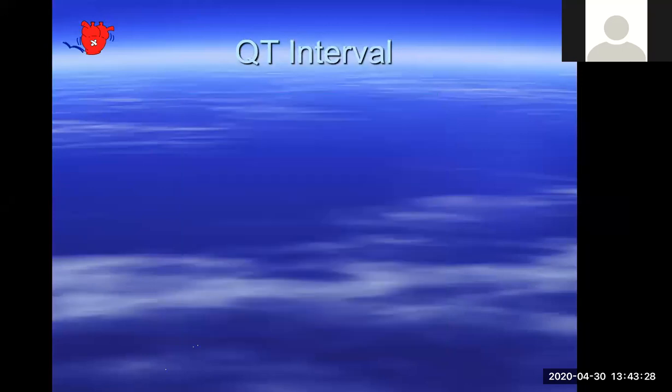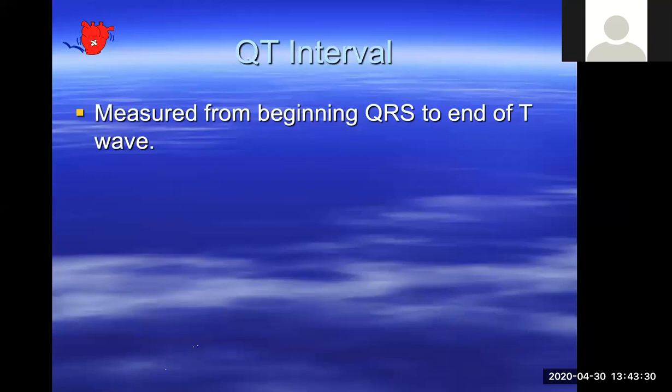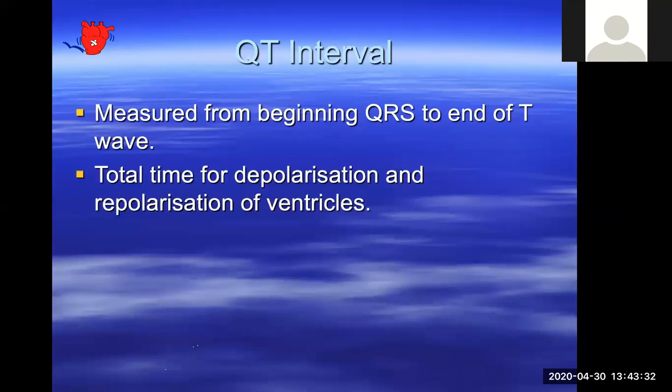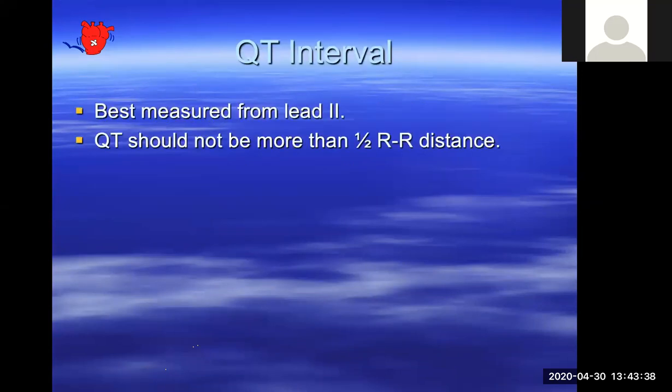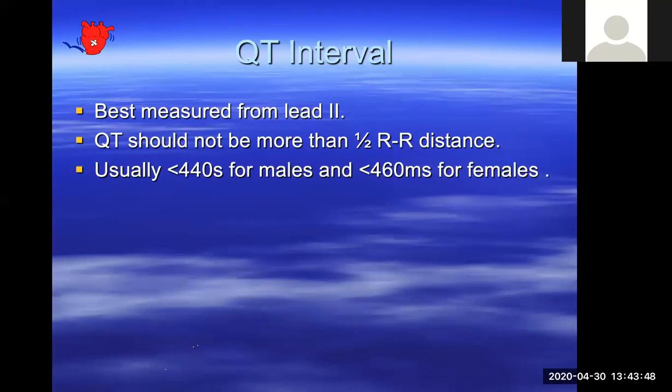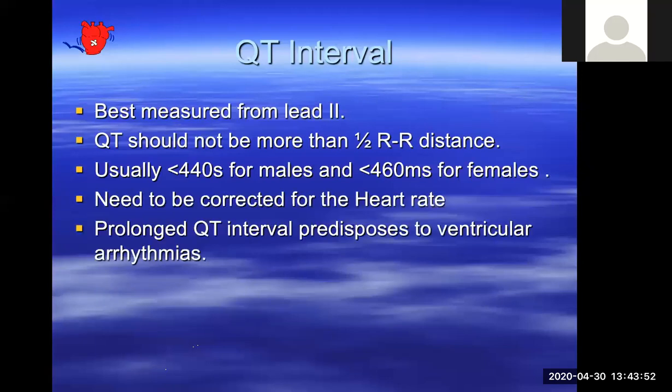And the importance of measuring the QT interval is that when it is long, it could be a marker of risk of arrhythmias. Any wave is best seen in lead 2, really. And it should be not more than half the RR interval, or less than 460 milliseconds. And if it is long, it can precipitate arrhythmia.